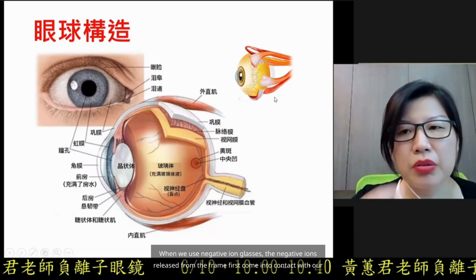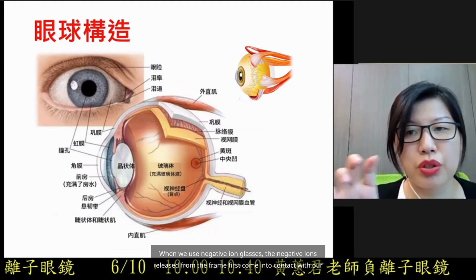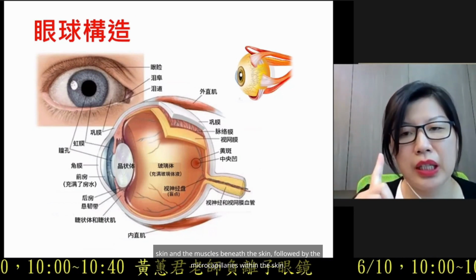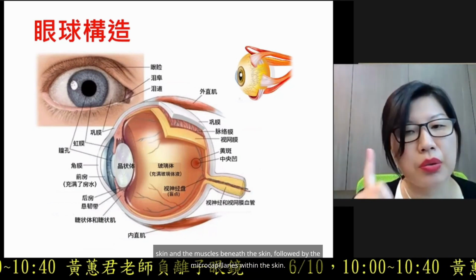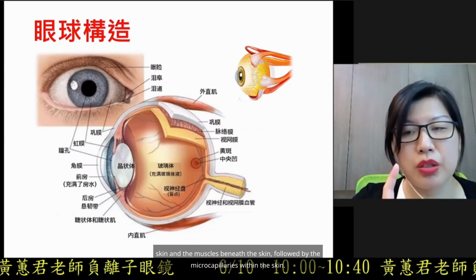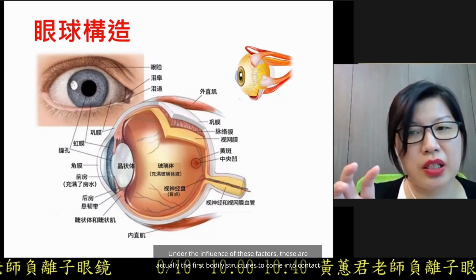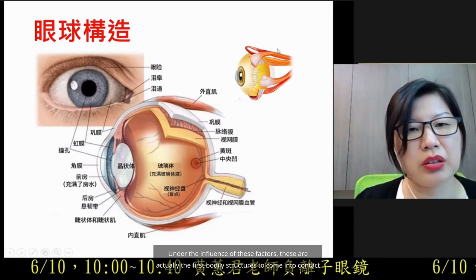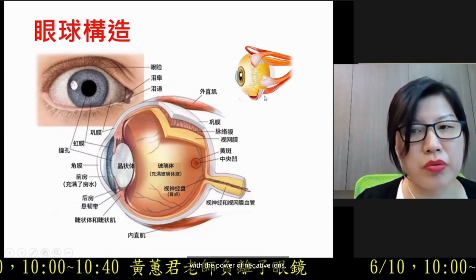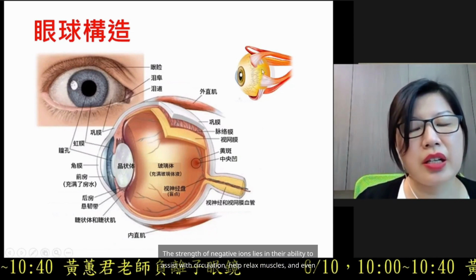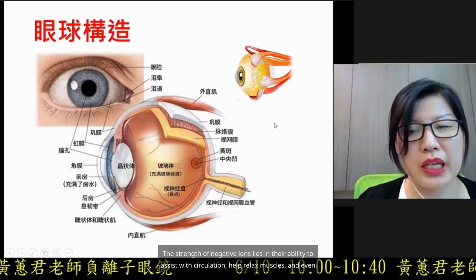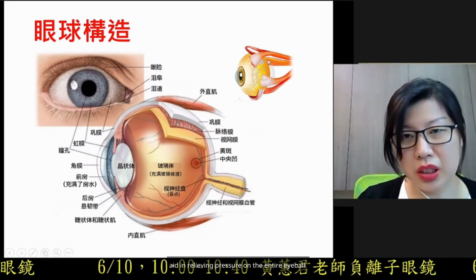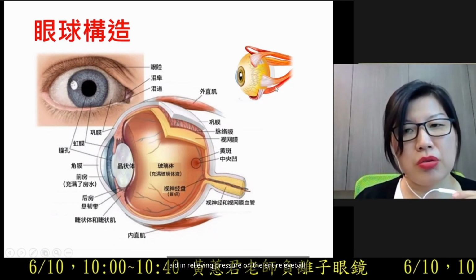When we use negative ion glasses, the negative ions released from the frame first come into contact with our skin and the muscles beneath the skin, followed by the microcapillaries within the skin. Under the influence of these factors, these are actually the first bodily structures to come into contact with the power of negative ions. The strength of negative ions lies in their ability to assist with circulation, help relax muscles, and even aid in relieving pressure on the entire eyeball.